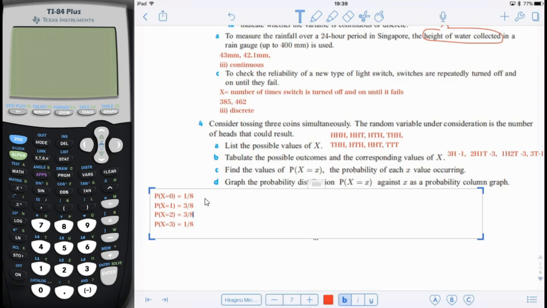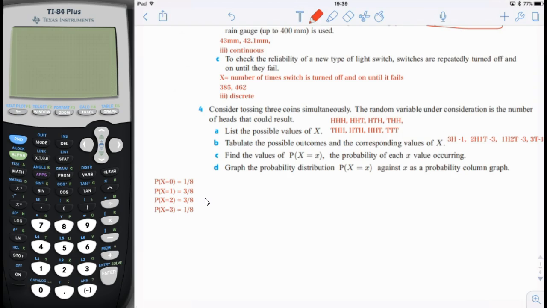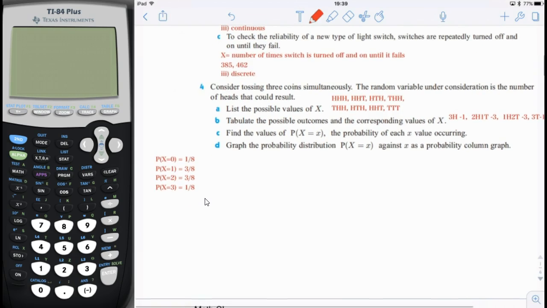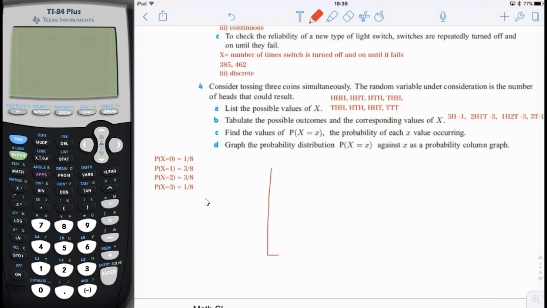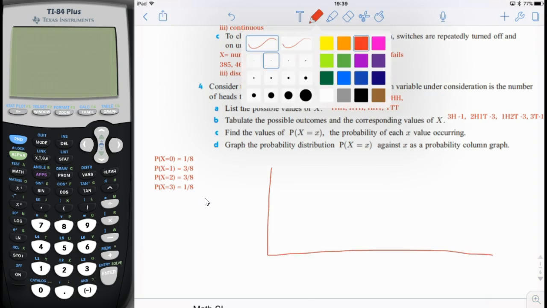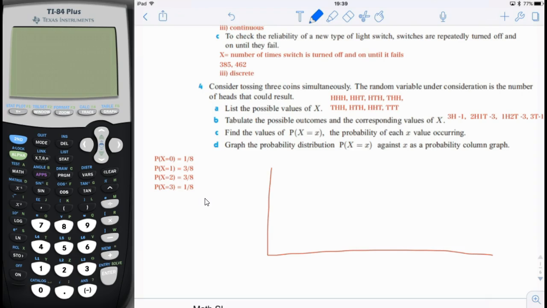Then it says to graph the probability distribution against x on a probability column graph. So let's do that. When you do this, try to use a ruler to be neat. Unfortunately, on this technology, I can't use a ruler. So I'm going to have 4 values. I'm going to have the 0 value, the 1 value, the 2 value, and the 3 value. And for each one, I'm going to have a column here. So 0 is going to have a height of 1. 1 is going to have a height of 3/8.